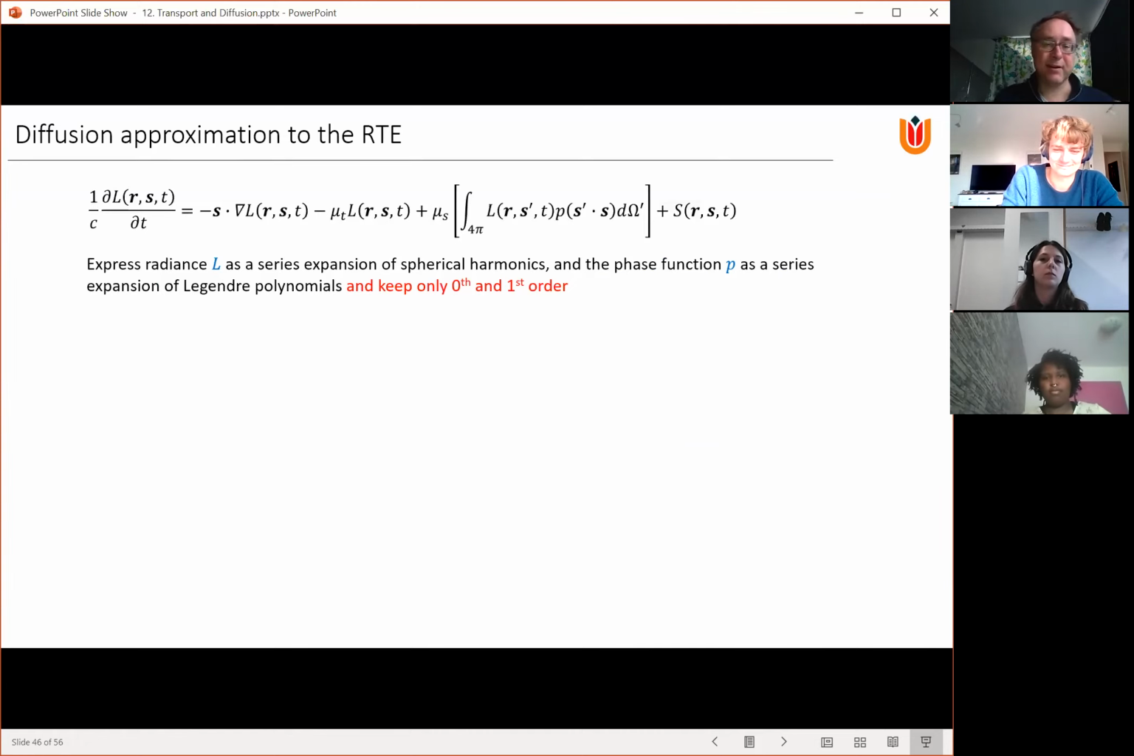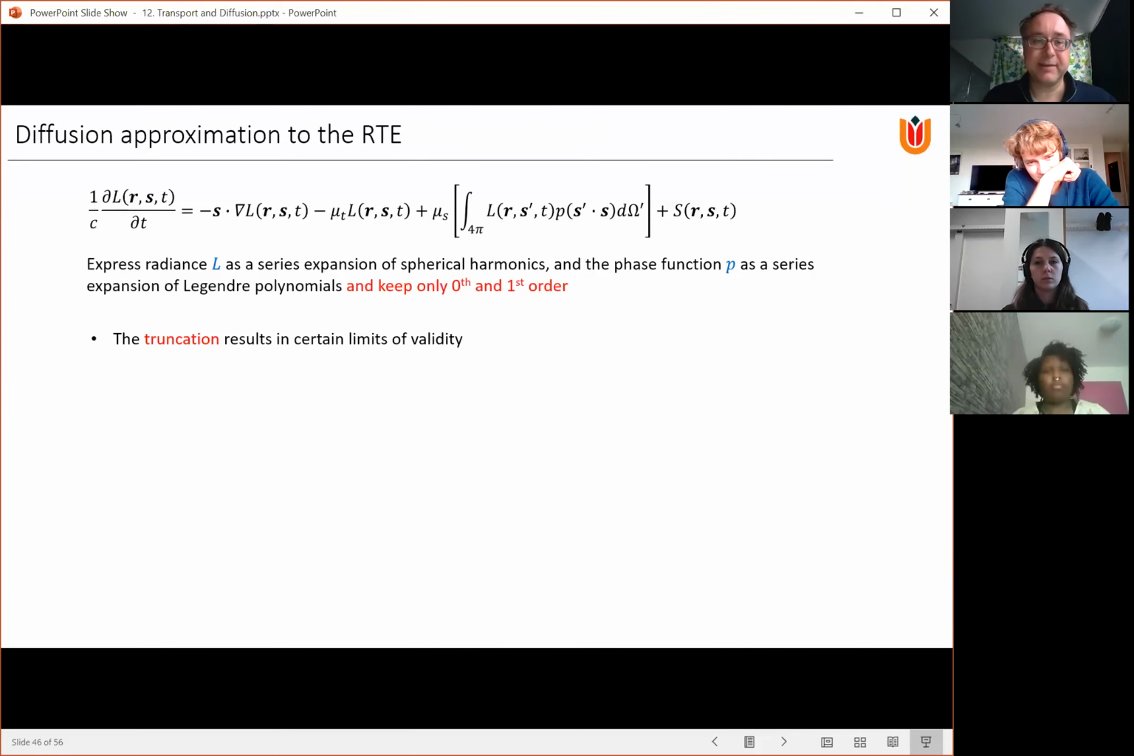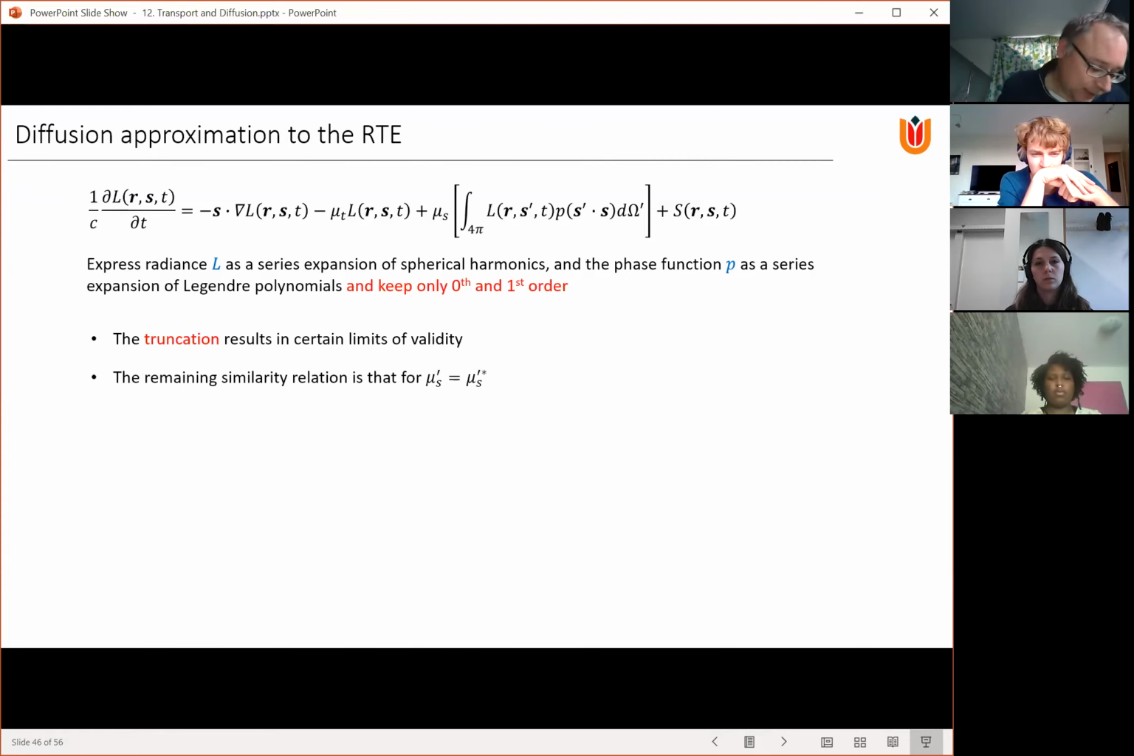So you have this complicated spherical function for the radiance, for example, this complicated function for the phase function. Now you're going to keep only the zeroth and the first order of the expansion to solve this equation, and then you end up with this diffusion approximation again. Of course, this truncation results in a lot of limits of validity because you throw away a lot of information. But the good thing is that there is only one relation left, namely for μs prime.